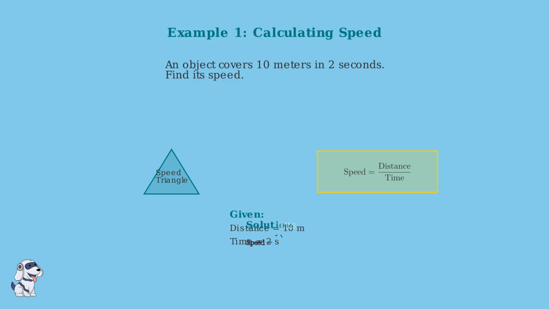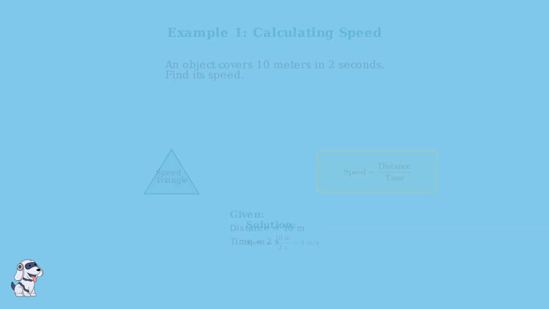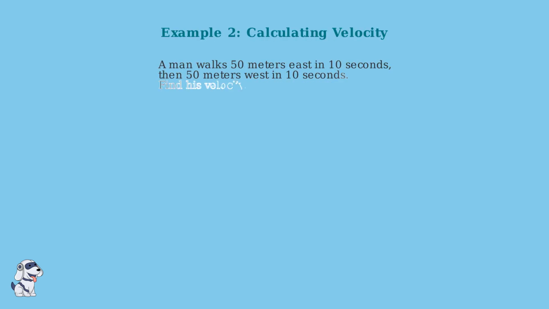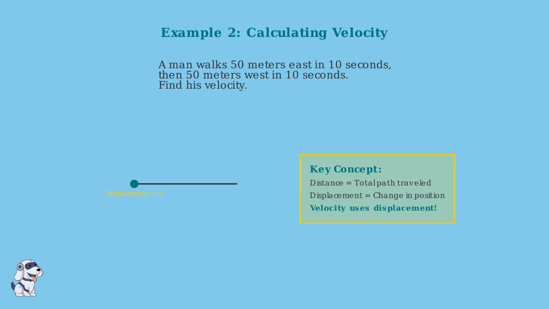Now let's substitute our values. Distance equals 10 meters and time equals 2 seconds. Speed equals 10 meters divided by 2 seconds, which gives us 5 meters per second. Now let's examine a more complex example involving velocity. Remember, velocity considers both speed and direction and uses displacement instead of total distance. This problem illustrates the key difference between distance and displacement.